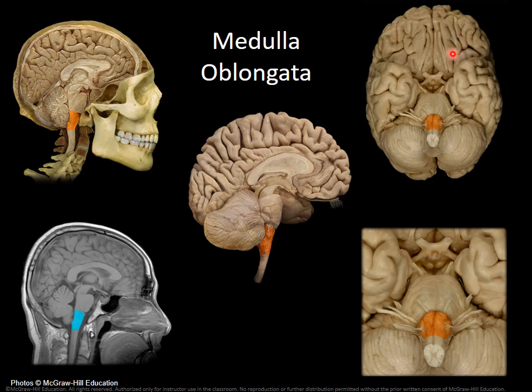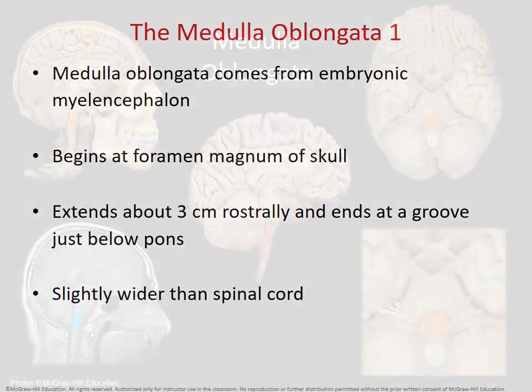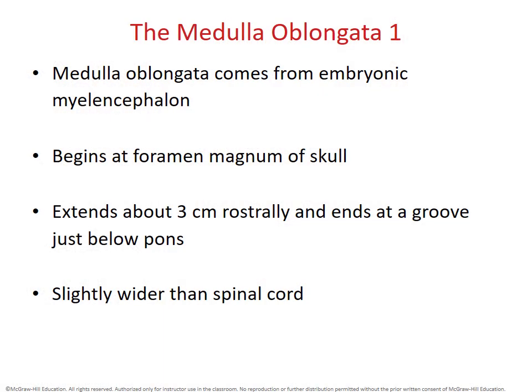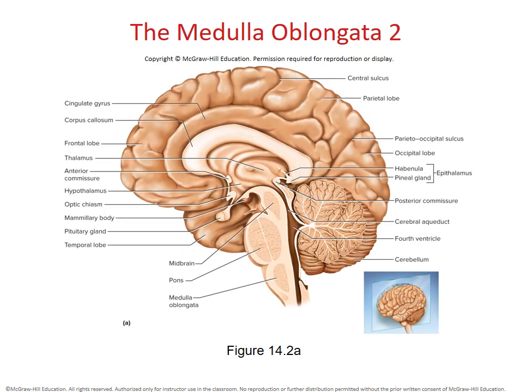As we said, this is the very bottom of the brainstem that's in communication or merges with the spinal cord. It's a slight enlargement. You can distinguish it from the spinal cord because it is slightly wider. It does flare out a little bit, and it begins right about at the level of the foramen magnum of the skull. So again, this little bit of enlargement here just above the spinal cord, that is the medulla oblongata.